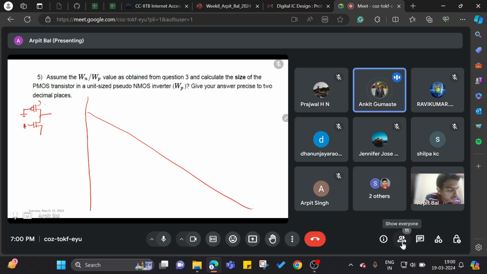If we take the standard pseudo inverter with 2 by 3 and 4 by 3 sizes, I did not get the concept of how we construct the reference inverter for the pull-down case. Okay, for the pull-down case, let's see how to proceed with this.